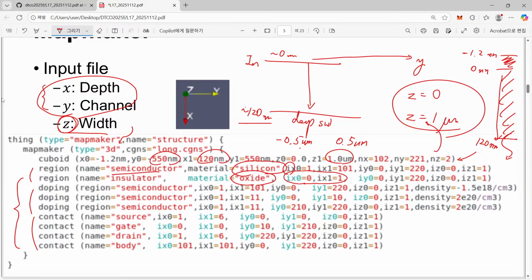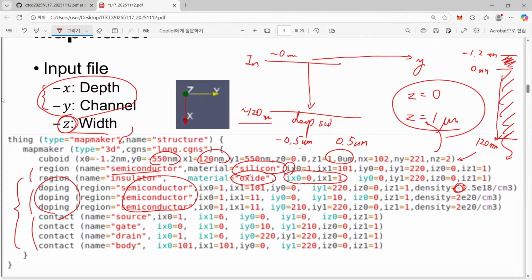semiconductor in this case. And for the semiconductor region, we can assign doping, and this is just a box-like way to assign a profile. And you can see that for source and drain, we have assumed 2 times 10 to the 20 per cubic centimeter, and for the substrate we have used 1.5 times 10 to the 18 per cubic centimeter. But here we have one thing to be a little bit careful.